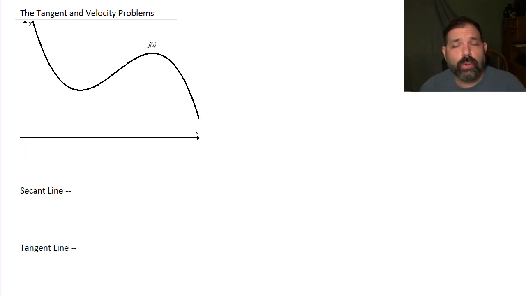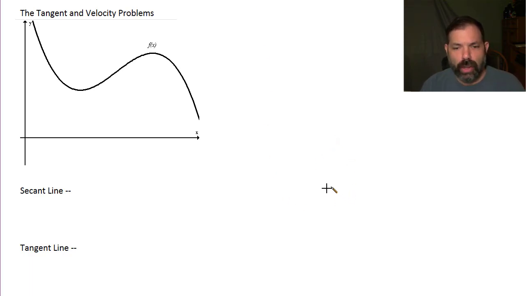Hello. So in this first section we're going to look at a couple of important problems that helped build the calculus called the tangent and velocity problems. Now the tangent, you probably remember that term maybe from a trigonometry class, but we're actually going to use the concept of a tangent that you saw in geometry.